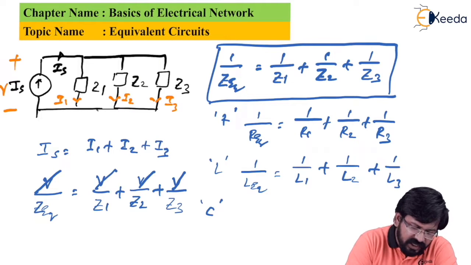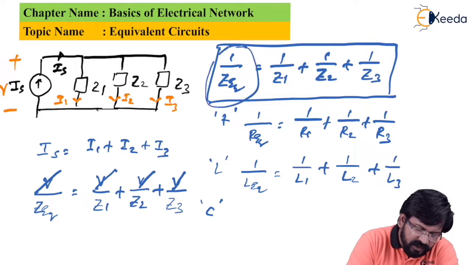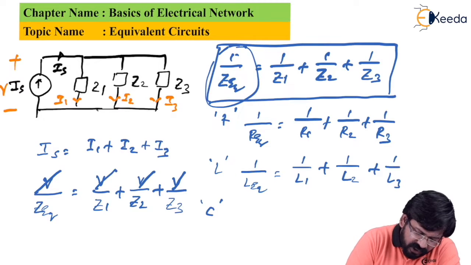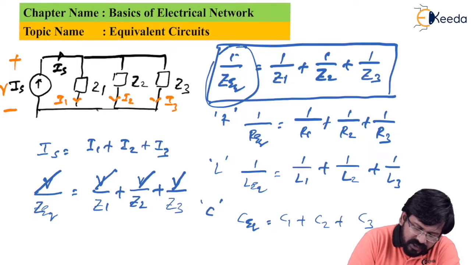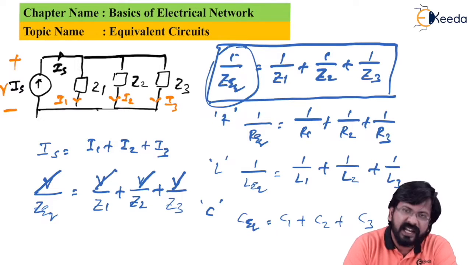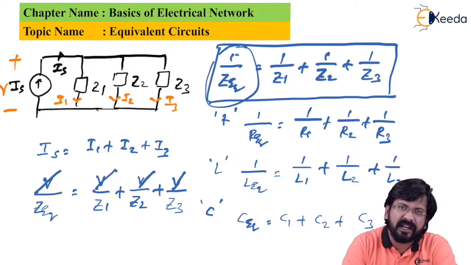But when it comes to a capacitor, you cannot write 1 upon C equivalent, because Z equivalent should be replaced with 1 upon C. So the final expression becomes 1 upon C, so that C comes up. In effect, I can write C equivalent as C1 plus C2 plus C3. So this is how you deal with RLC when it comes to a parallel circuit.